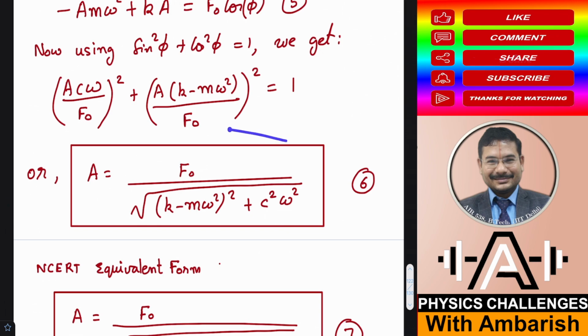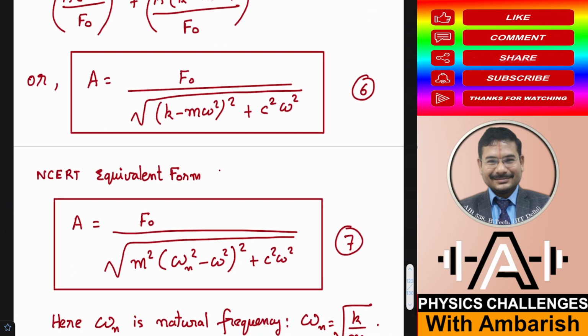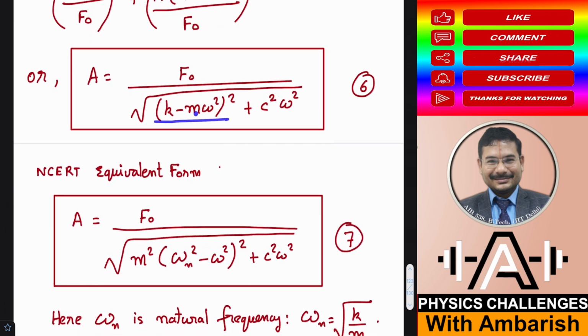If you really want to write this equation in NCERT equivalent form, you can just rearrange this. You can take m square common outside, and then inside you'll have to put k by m. And what is k by m? K by m is nothing but the square of the natural frequency. What do we mean by natural frequency? If there were no damping and no forcing, the system would oscillate at a frequency root of k by m, the natural frequency. So k by m becomes omega natural squared.